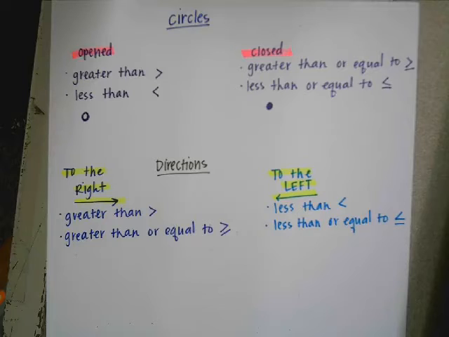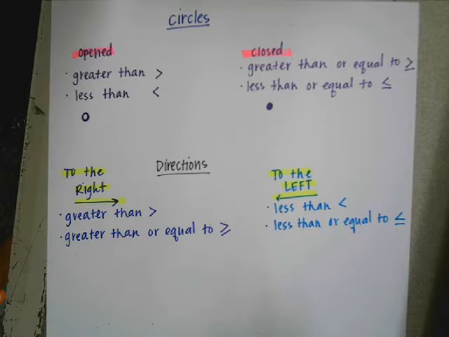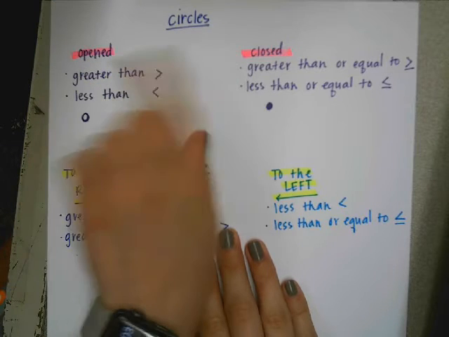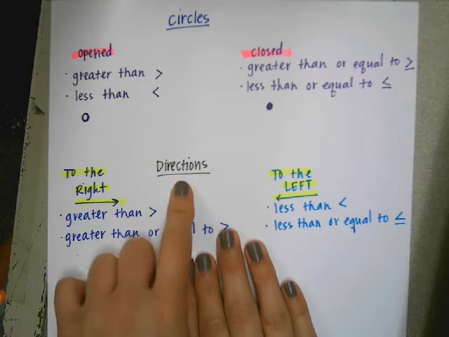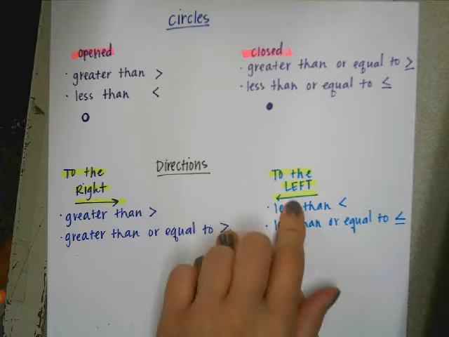Okay, so after you completed the Edpuzzle, hopefully you have an idea about graphing inequalities. There's two things that we need to know when we are graphing inequalities. We need to know what kind of circle it is, is it open or is it closed, and the direction of the arrow. So am I going to the right or am I going to the left?